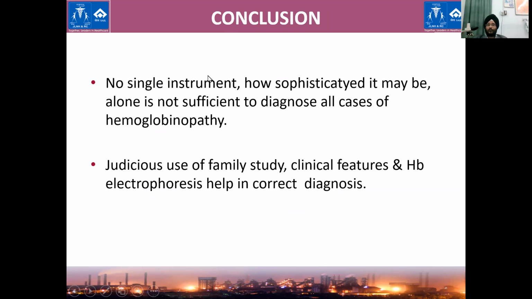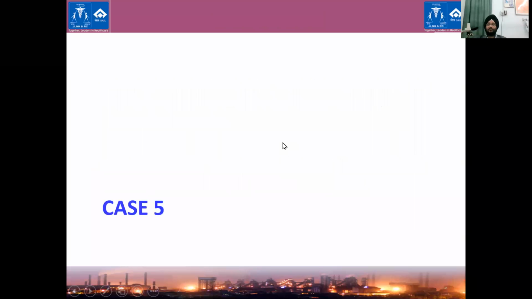To conclude for this case, no single instrument, however sophisticated it may be, is sufficient to diagnose all the cases, and judicious use of other ancillary investigations and techniques should always be done.